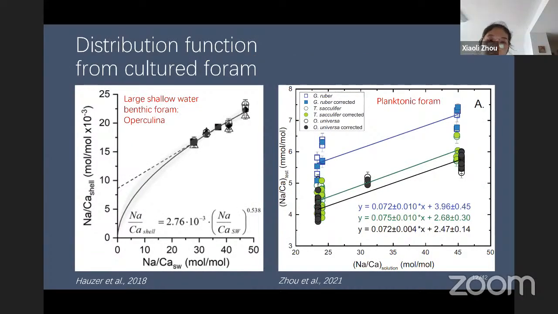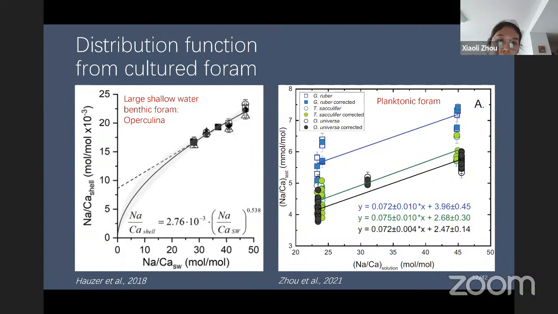So this proxy has been tested by 2 sets of experiments based on benthic foram Operculina and also 3 species of planktic foram. The left figure shows you the experiment result on the benthic foram, which shows the sodium-calcium ratio in the foram shells increases with the sodium-calcium ratio in the solution. And the right figure shows you the result on the planktic forams.